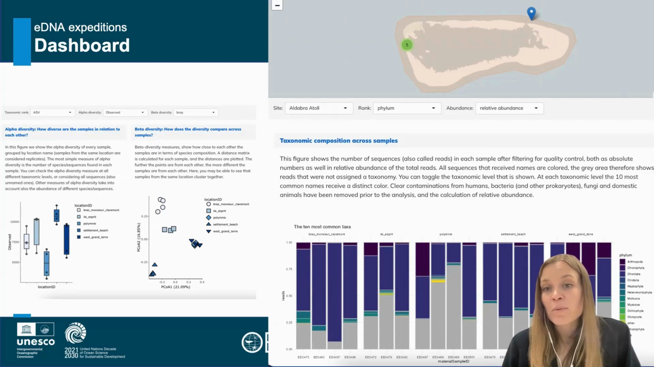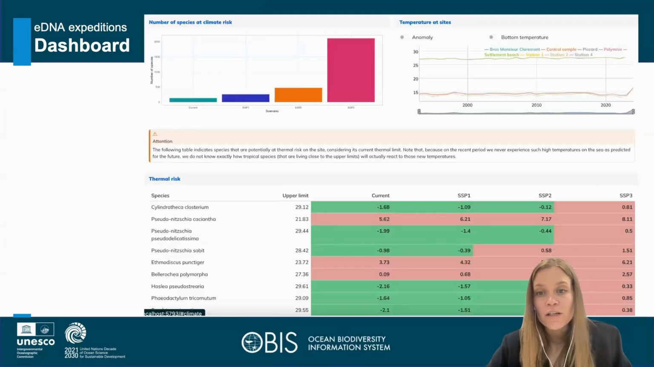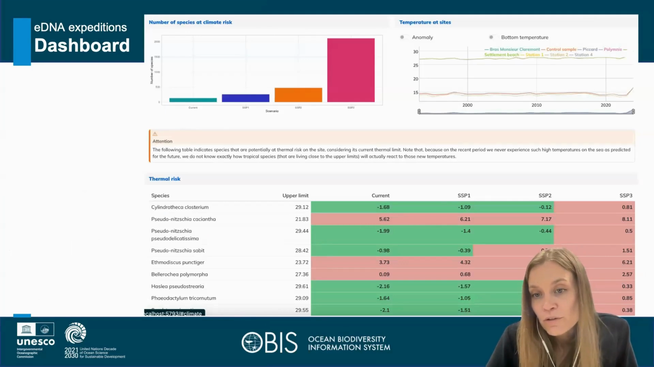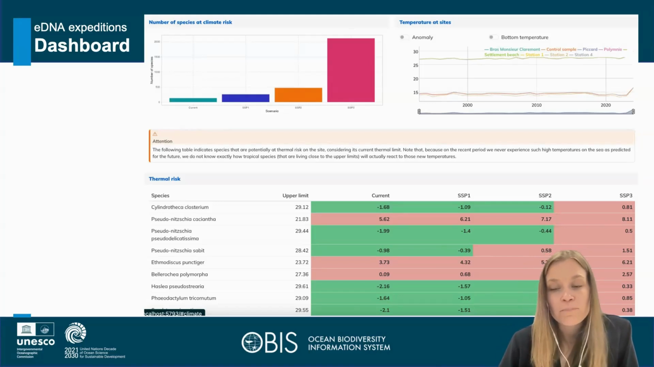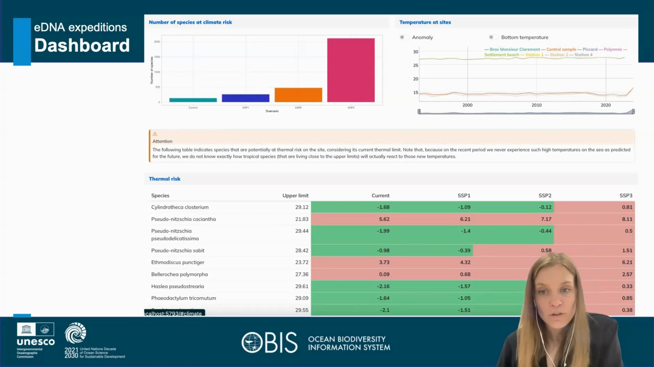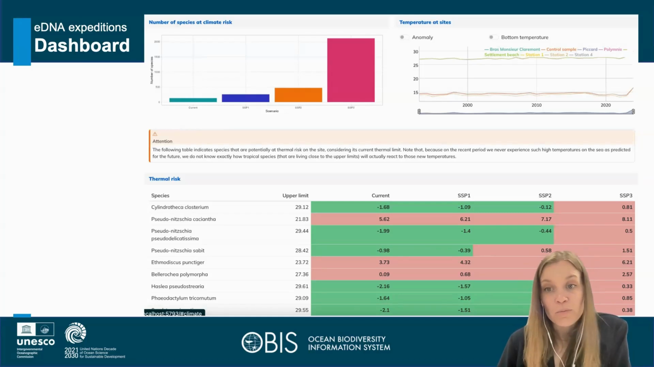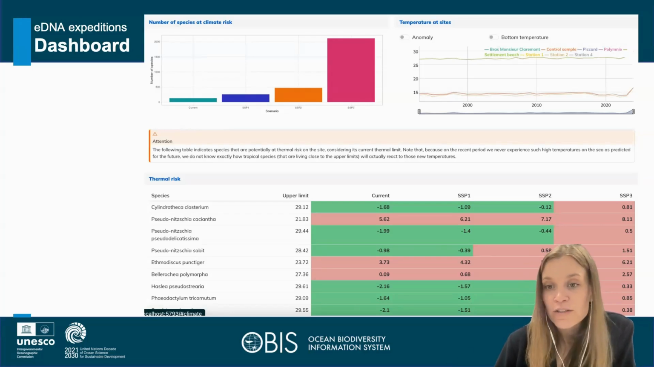We also have a samples tab where we show all the different samples that were taken and the information on them. And finally, which I think is very interesting for many people and for hopefully the local managers as well, my colleague Silas has done a climate analysis on these species that we find. So he's looked at the thermal ranges of the species that we detected and evaluated how close they are to the edge of their thermal range and what will happen with different possible climate scenarios. So which species will be at risk with different temperature increases at the site.